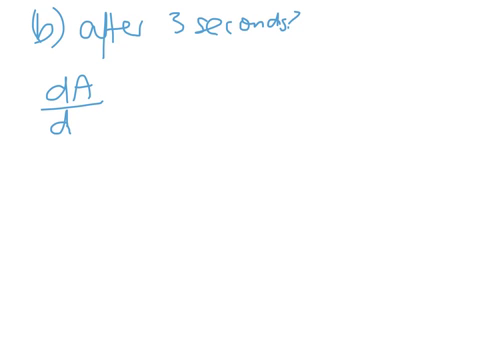So in part B, it's not clear at first what we've got to do, because we're being asked what is the rate at which the area is increasing after 3 seconds. Now we worked out that dA by dt was equal to 0.4 pi r. But we haven't been given a radius to substitute in directly. We've been given a time. So we need to figure out what the radius will be after 3 seconds.